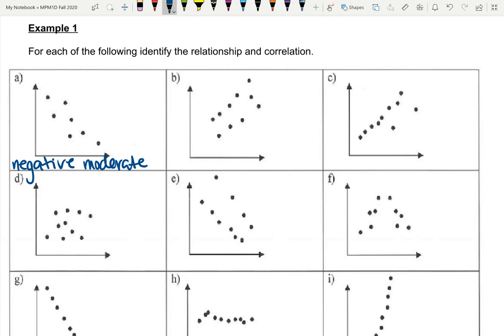Okay, the next one, I would say that this is also moderate, and instead of negative, our points are moving upward. So this would be a positive, moderate. Next, this is a pretty strong relationship. Besides these two right here, this does seem to be forming pretty much a straight line. So I'm going to say this is positive, strong.